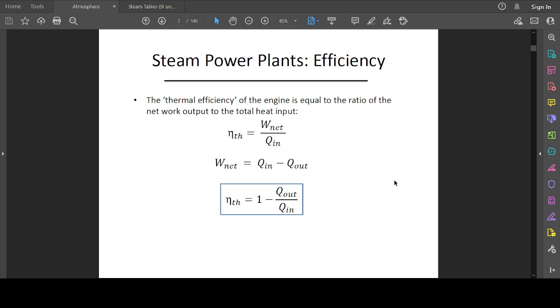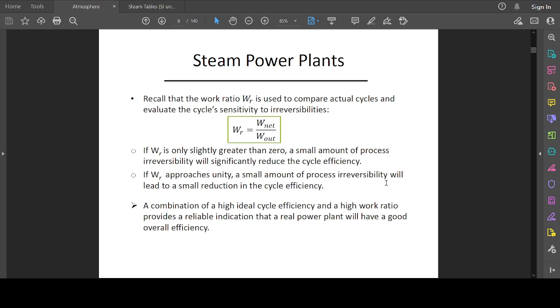You can write this equation taking into account only the heat in and heat out. Then the equation will be in the form of 1 minus the heat lost from the system divided by the total heat added to the system. And the formula for the net work is the total heat added to the system minus the heat loss. So recall from previous work, the work ratio is given as the net work divided by the work out of the system.